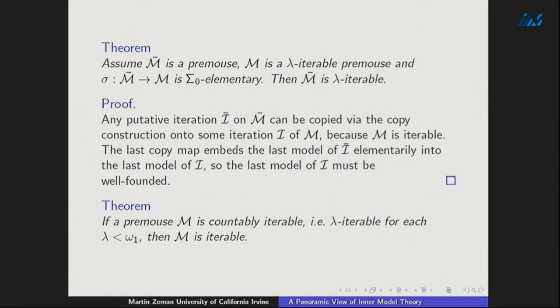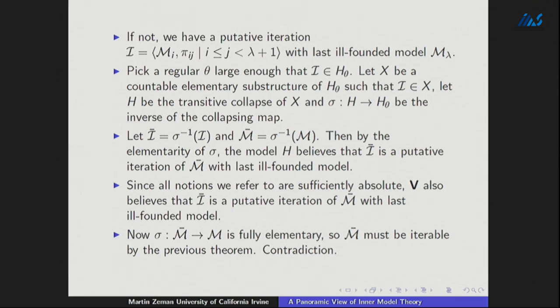Actually, it is good enough if you know that your mouse is countably iterable, then it is lambda iterable for every lambda. So if you can form countable iterations of arbitrary countable length, then you can form iterations of any length. I don't have a picture for that, but let me just draw the picture for that.